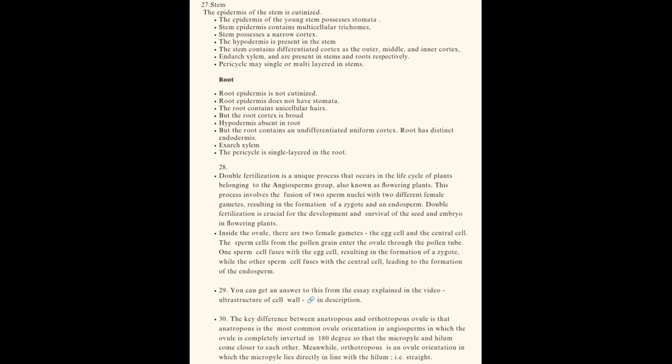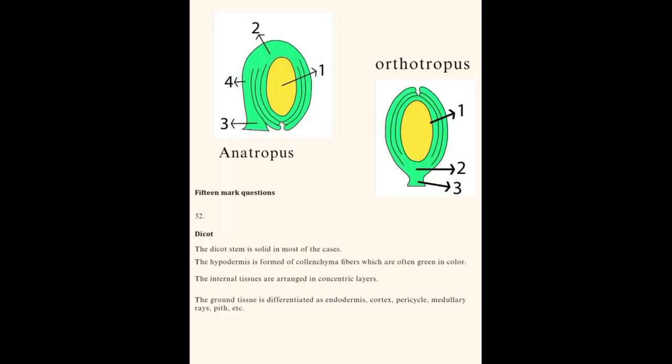in which the ovule is completely inverted by 180 degrees so that the micropyle and hilum come closer to each other. Meanwhile, orthotropous is an ovule orientation in which the micropyle lies directly in line with the hilum, i.e. straight. The following diagram shows the detailed version for you.